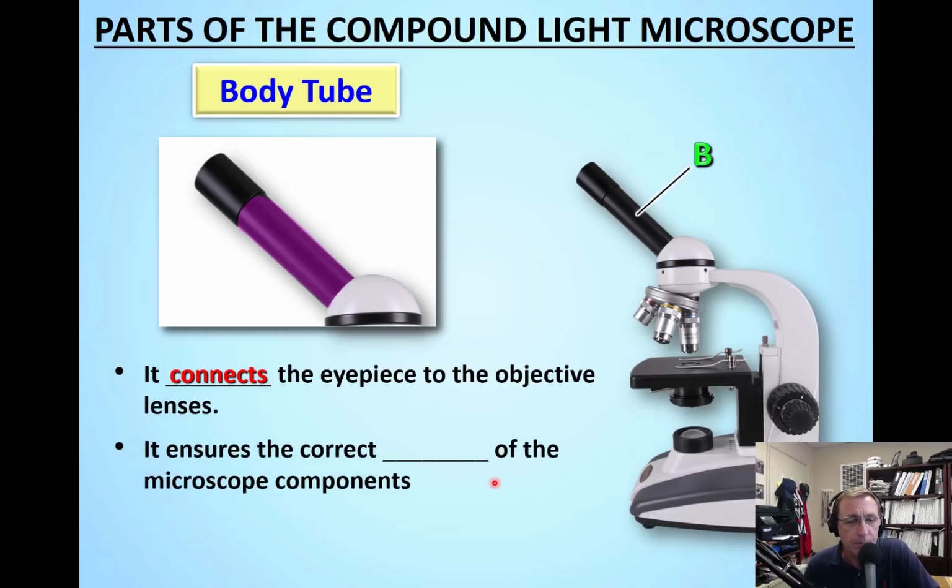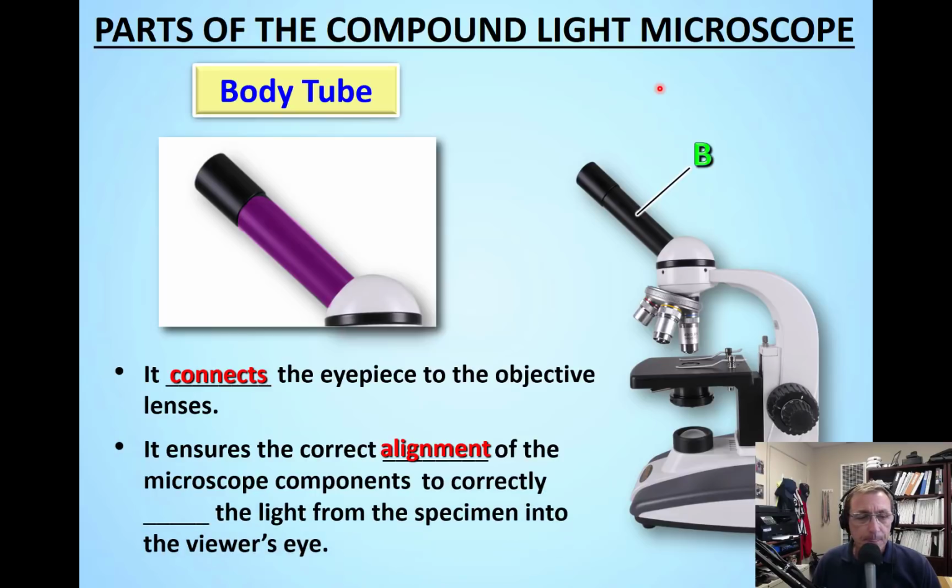It ensures the correct alignment of the microscope components, so it keeps everything working as a nice straight line. Obviously, if something gets out of alignment, the microscope won't work properly, and you can't see anything, or what you see will be a very poor image of what you're looking at, so we don't want that to happen. It ensures the correct alignment to direct the light from the specimen, that will be down here on the stage on a slide, into the viewer's eyes. That's you. You're the viewer.